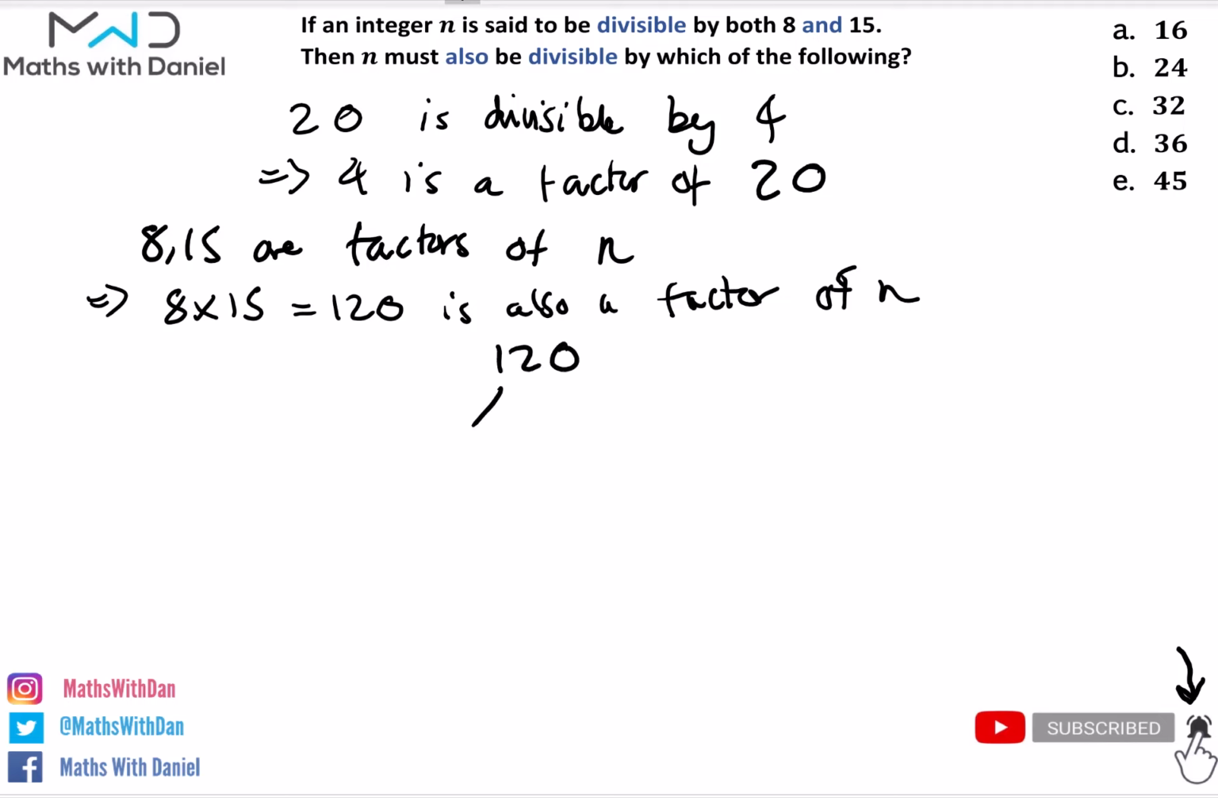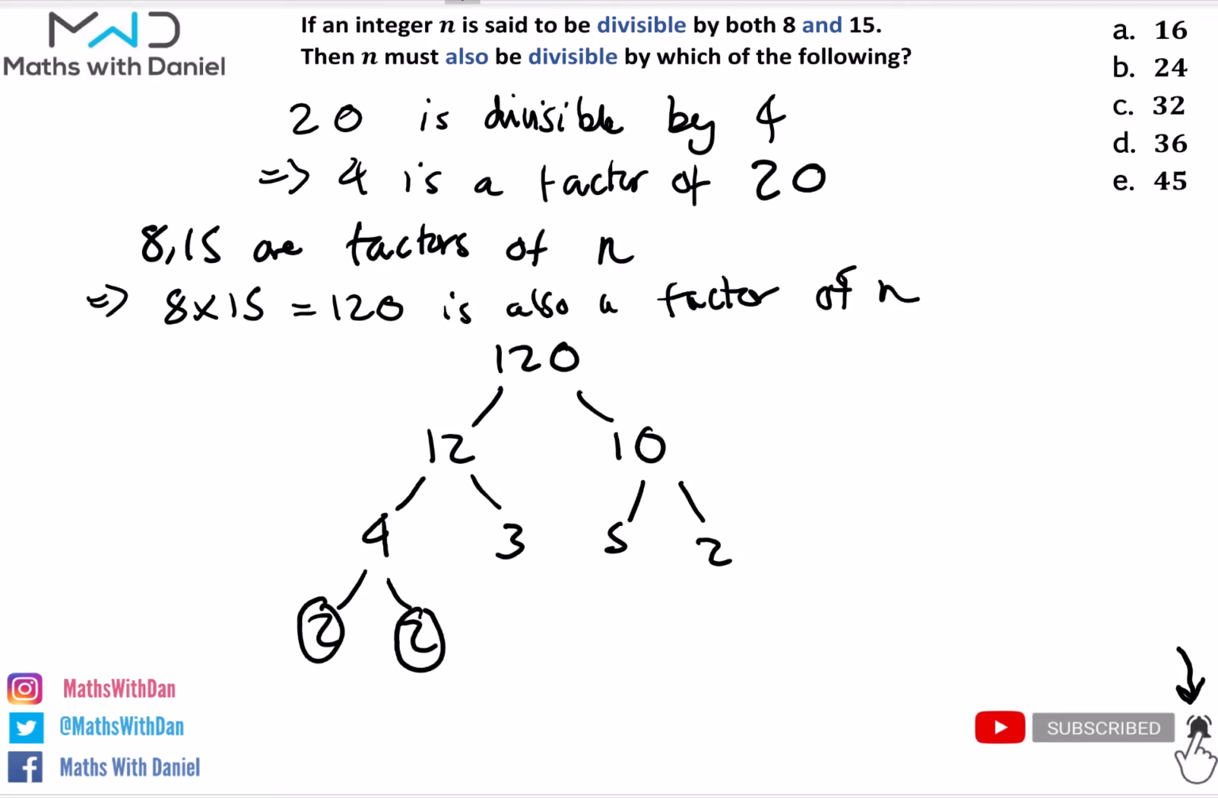Okay, so we've got 120. Let's just choose two numbers, 12 and 10. 12 times 10 is 120, that's fine. Here we've got 4 and 3, and then here we've got 2 and 2, and this goes to 5 and 2. Now, to help us, we can get the prime factors, which we get by circling the end of each branch. So we've got one here, one here, one here, one here.